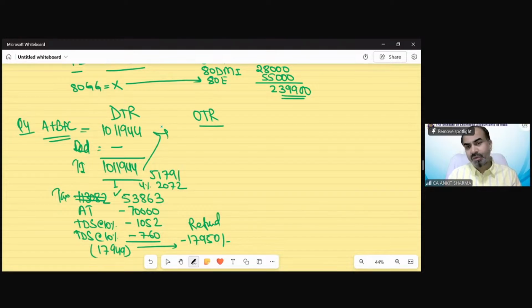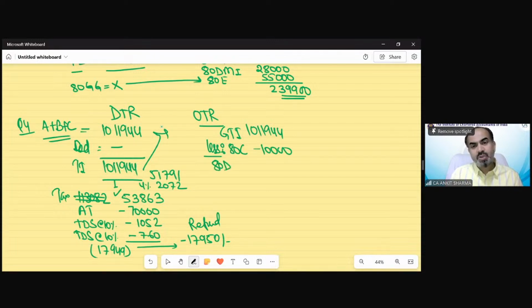Now, if we calculate the total income as per optional tax regime, we will take this income, 10,11,944, and there is no other income going to be reduced. NSC is a deduction. This would be my GTI. Deduction under section 80C, 10,000 rupees NSC.